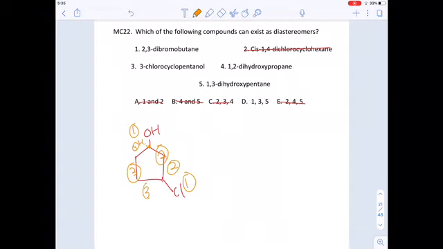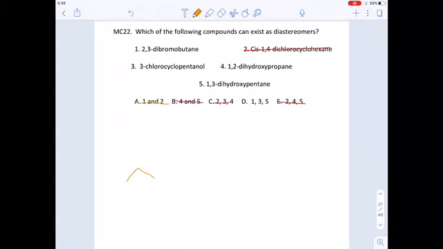Looking at the Cl is going to be number 1, the side chain, I guess, to the right is going to be 2, the side chain to the left is going to be 3, and then the H is going to be 4. So these are both chiral centers, and that means number 3 can exist as diastereomer, which again matches our answer for D. So now we can try number 4 if we want to be really thorough.